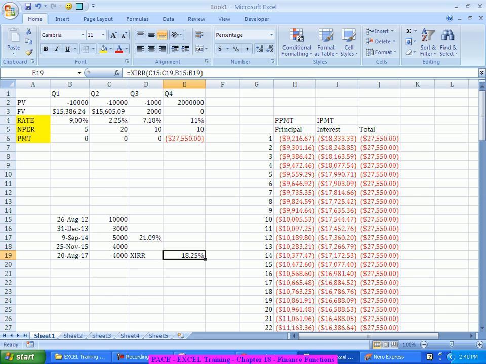See, in the future only you are getting this much amount after 1 year, this much amount after 2 years. I am trying to find out at what interest rate the present value of all these future cash flows is equal to the present value of my investment. It's like a break-even point. At what interest rate is my investment cash outflow equal to my cash inflow.